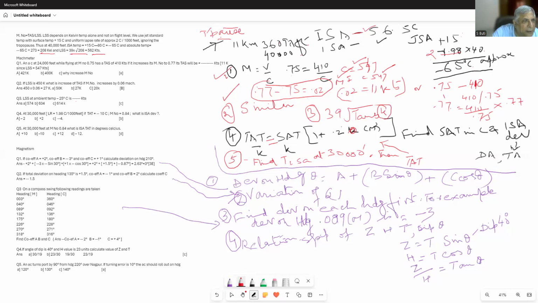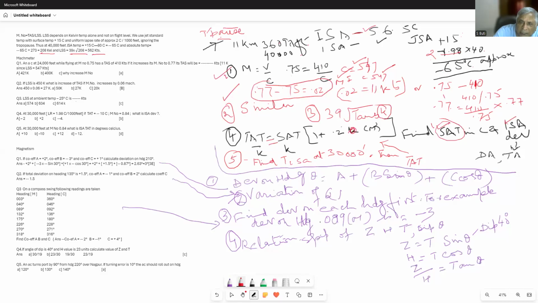Okay. In this question, 33,000 feet is given to you. First convert the temperature into Kelvin and then find out the still air temperature. Once you find the still air temperature, you know the altitude is 30,000 feet. This is the actual still air temperature. What should be the ISA temperature at 30,000? And you know how to calculate deviation: T ambient minus T ISA gives you the ISA deviation.